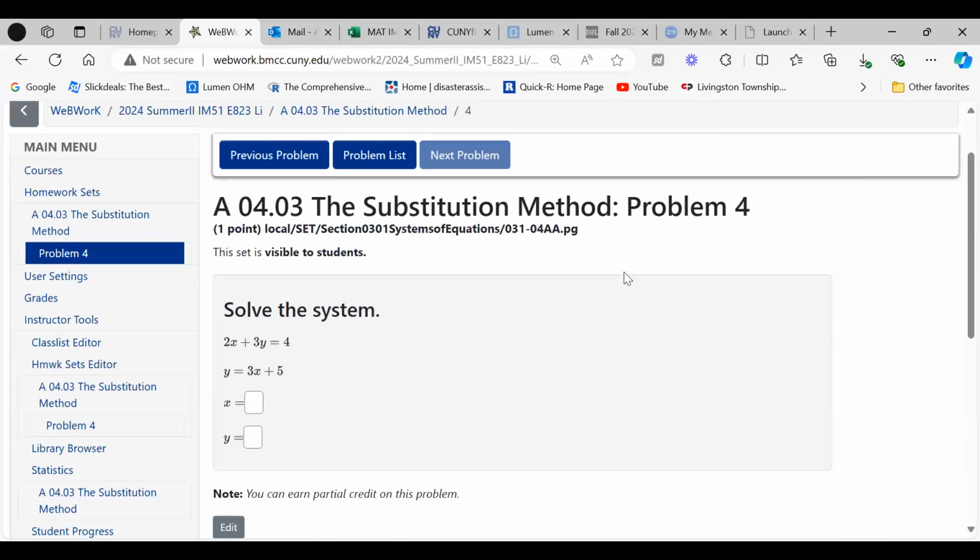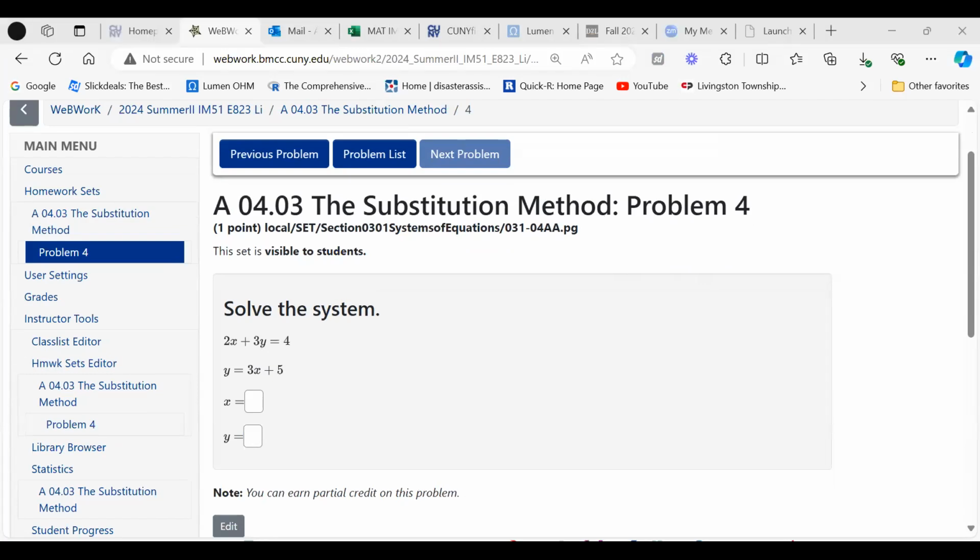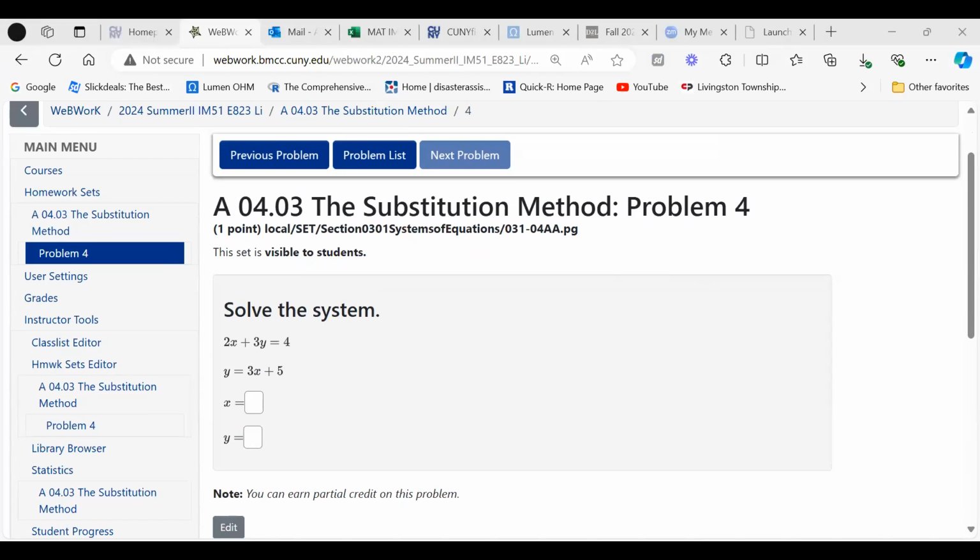All right, one last question, and we're gonna move on to the next section. Let's try this one. In that second equation, y is already by itself, so that's the best. Okay, try it.